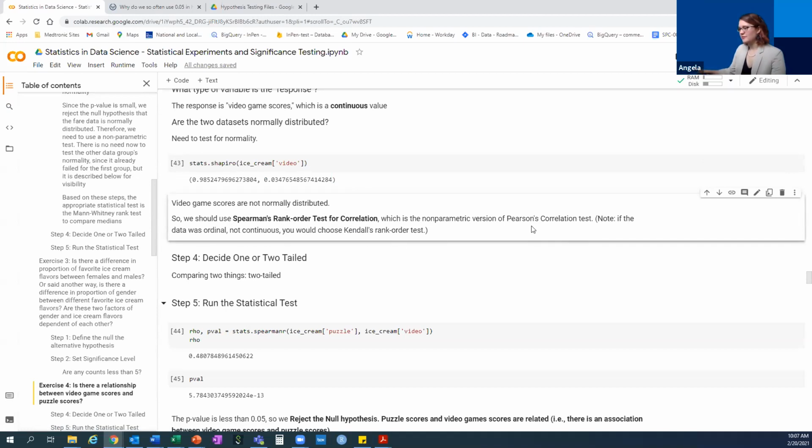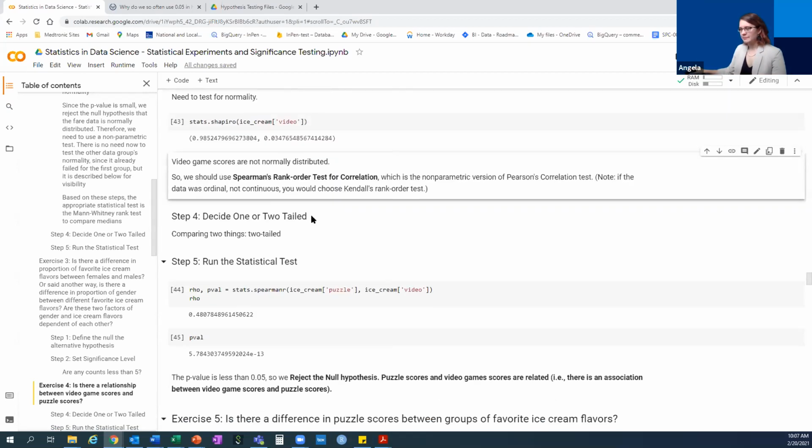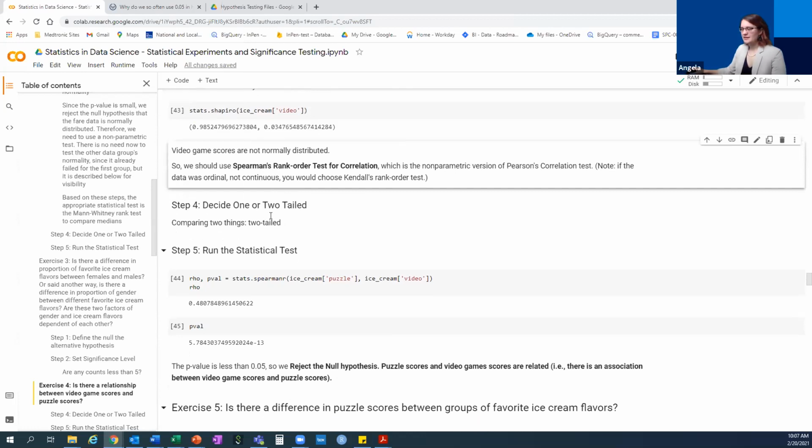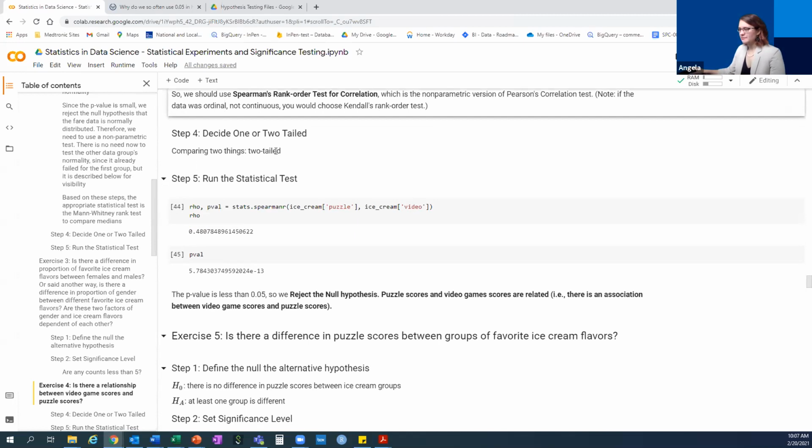Also, just a side note, if your data was ordinal and not continuous, like say you were ranking levels of ability into like 3 categories, like not skilled, somewhat skilled, very skilled, or something like that, then you would actually use Kendall's rank order test for correlation in that case. But we're dealing with kind of a numeric type of variable instead. So comparing 2 things, 2-tailed test, just trying to test if there's a relationship. Now let's run the test.